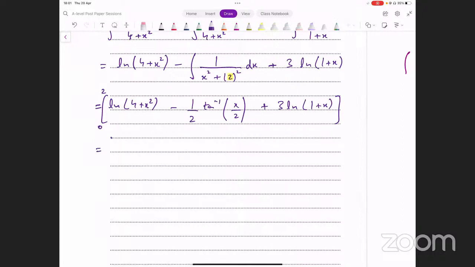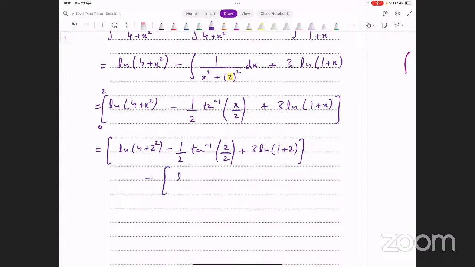तो पहले हम क्या करेंगे? इसके अंदर 2 input करेंगे. When we input 2, let's see what we get. ln of 4 plus 2 squared minus 1 over 2 into tan inverse of 2 over 2 plus 3 ln of 1 plus 2. ठीक है, ये आपकी हो गई फर्स्ट लिमिट. 2 आपने इनपुट किया तो ये आपका मिल रहा है. उसमें से माइनस करना है हमें क्या?